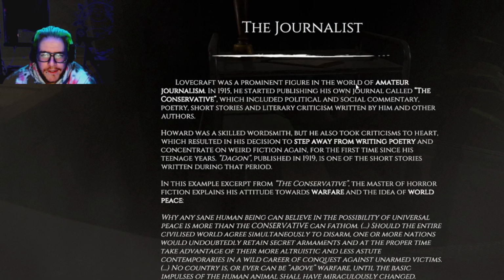Lovecraft was a prominent figure in the world of amateur journalism in 1915. He started publishing his own journal called The Conservative, which included political and social commentary, poetry, short stories, and literary criticism written by him and other authors.